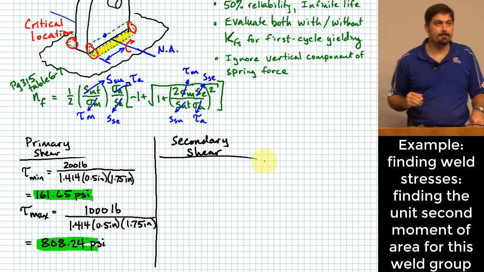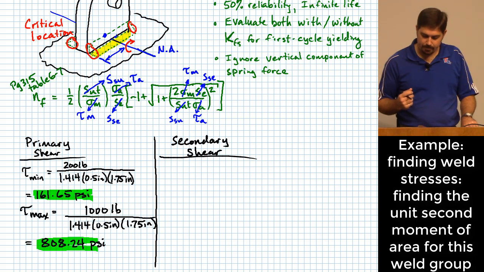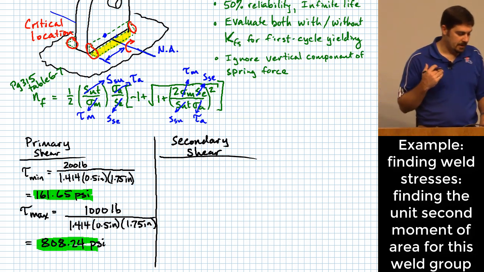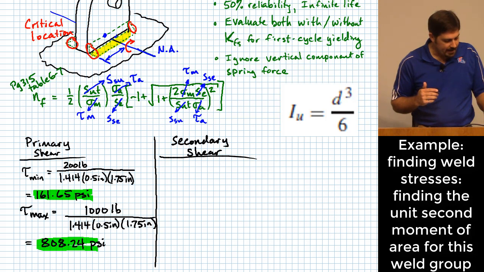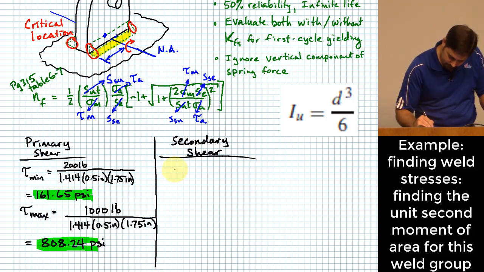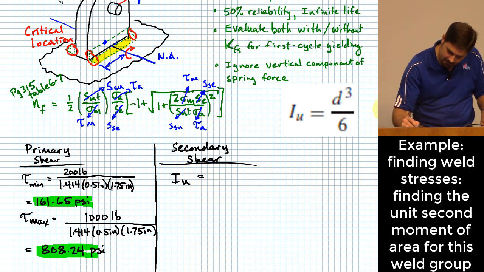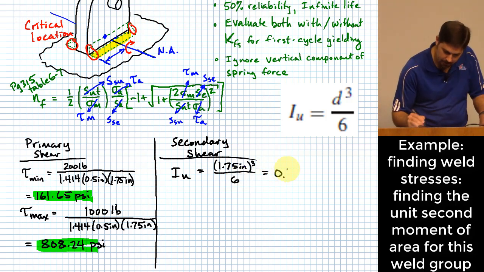Okay, what do I need to do for secondary shear? Maybe the first thing to do is to find my I value, my moment of inertia value there. Moment of inertia, second moment of area is a more appropriate term for it. But to do that, I need to know what the I sub u, the unit second moment of area, is. So we look at, again, table 9.2, case 2, and for that weld group, I sub u is just equal to d cubed over 6. So d cubed, where the d that we have for this was 1.75. And this gives me 0.8932 inches cubed.